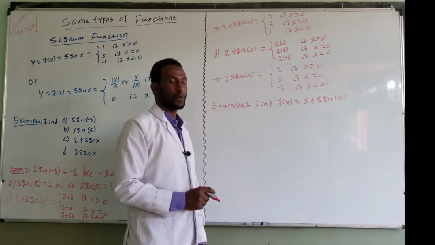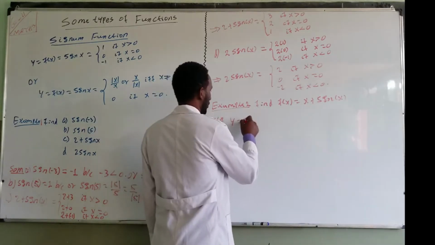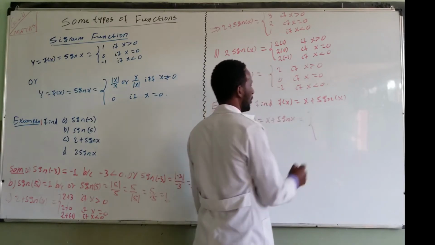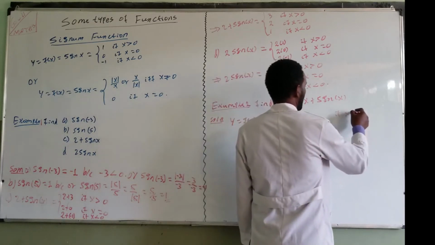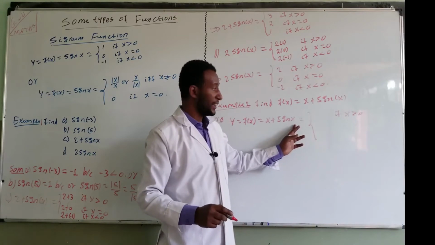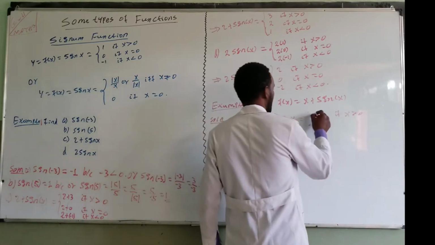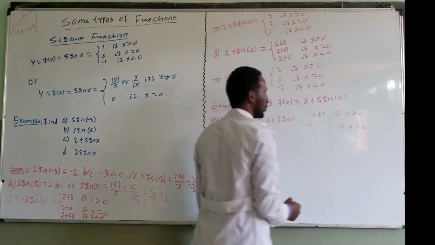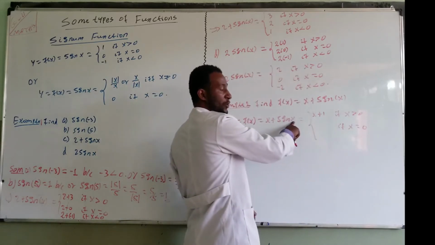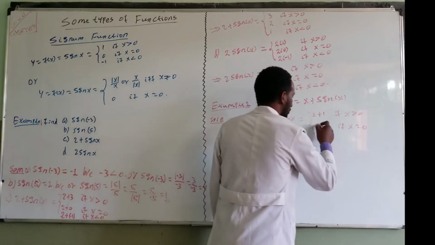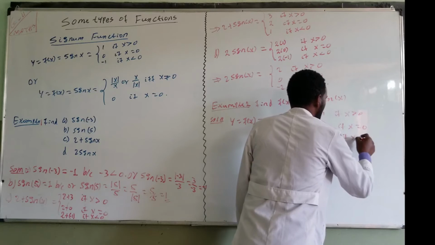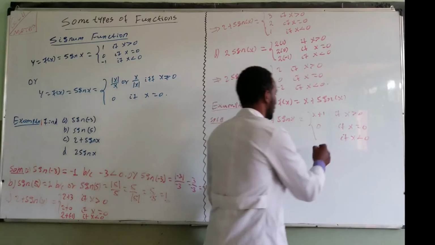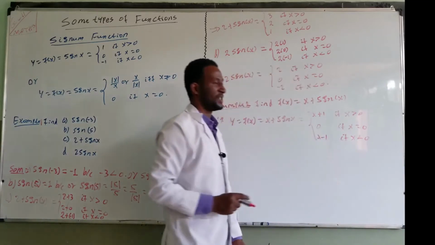Now the solution for this function, y is equal to f of x is equal to x plus signum x, which is equal to, if x is greater than 0, signum of x is 1, therefore x plus 1 if x is greater than 0, and if x is equal to 0, signum of x is 0, then 0 plus 0 is equal to 0, and if x is less than 0, signum x becomes negative 1, therefore negative 1 plus x is equal to x minus 1 if x is less than 0.